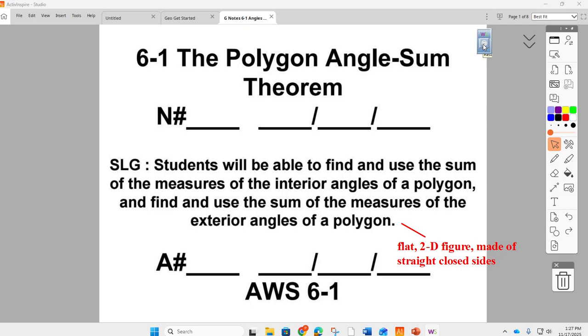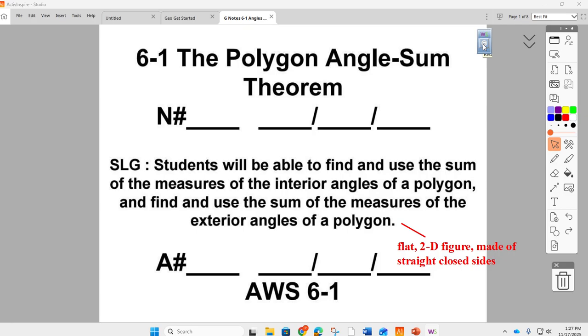Okay? So, let's think about it. We know n is the number of sides. That's the thing we're going to learn today. So the sides, we're going to call that n. So when n is 3, we know that's a triangle. 3 sides, 3 angles. It's 180 degrees. 4 sides, 360 degrees. 5 sides, 540 degrees.